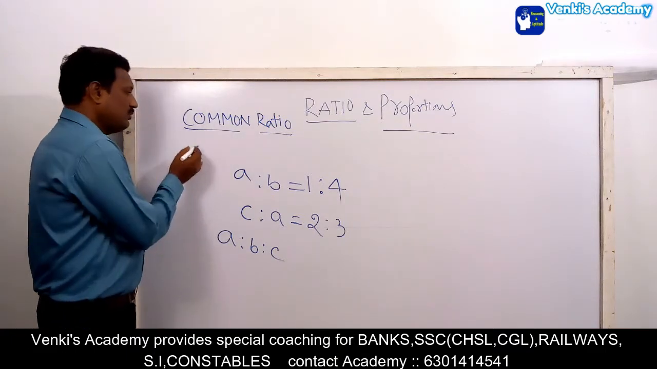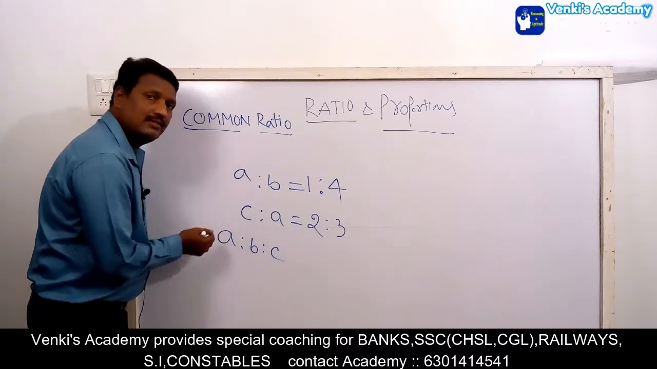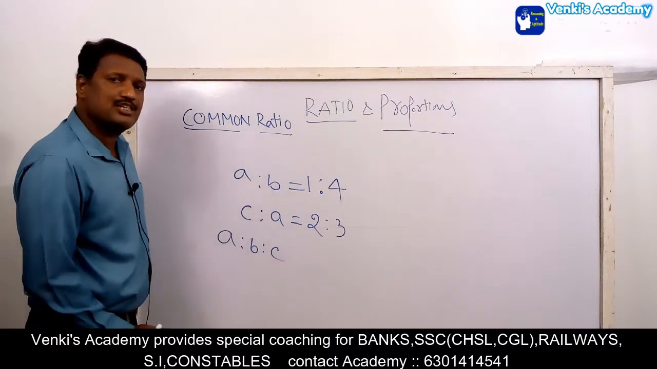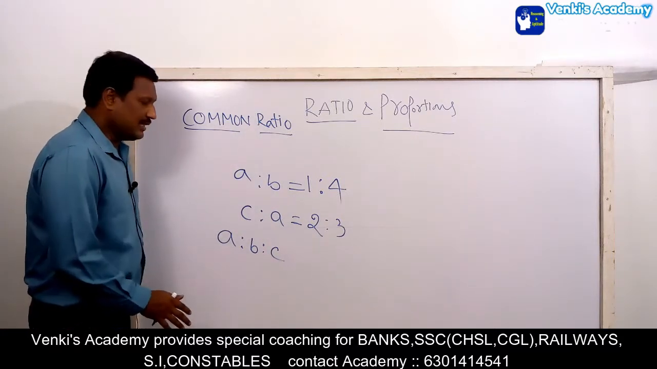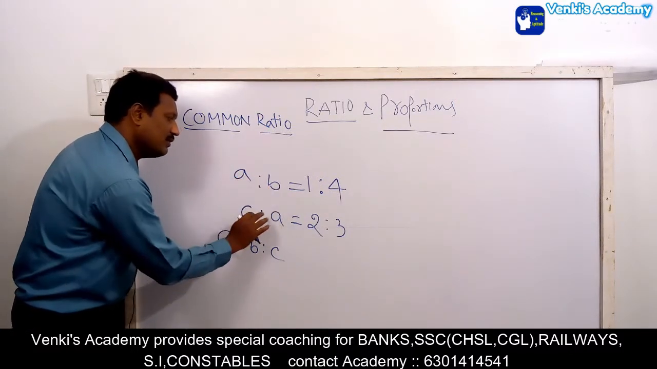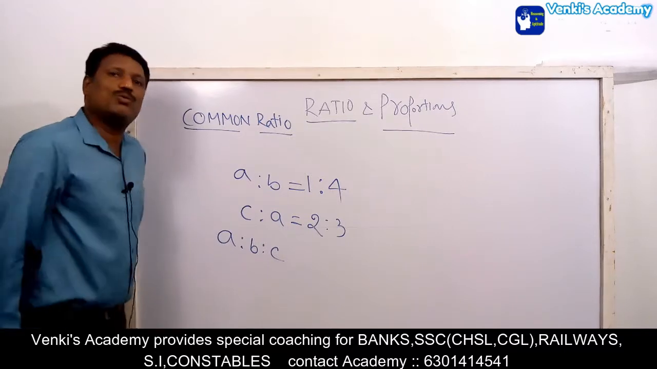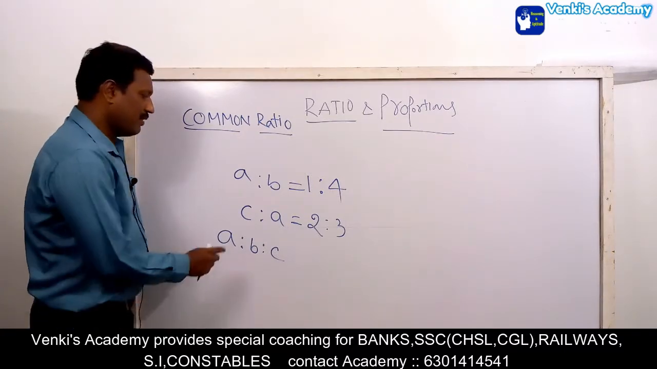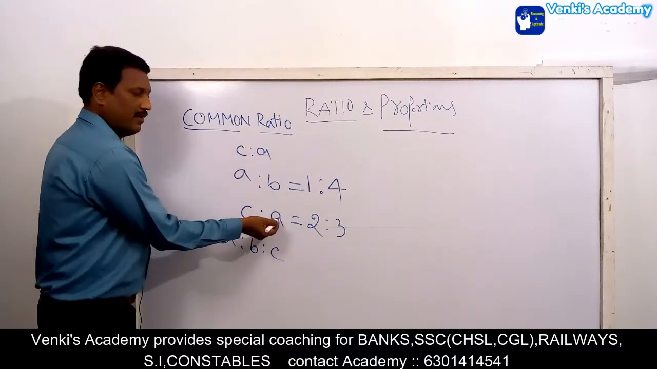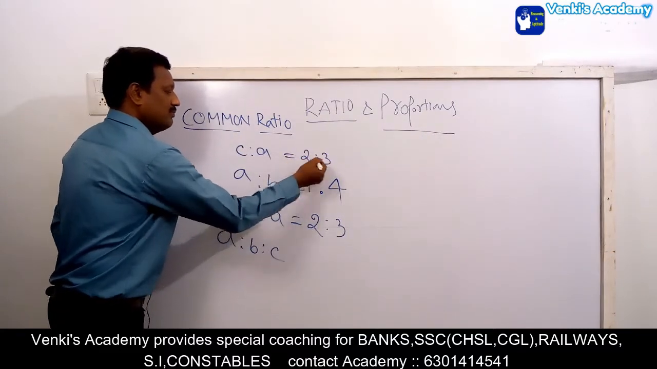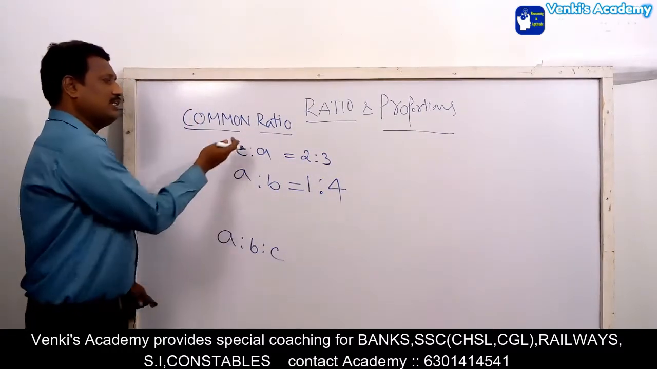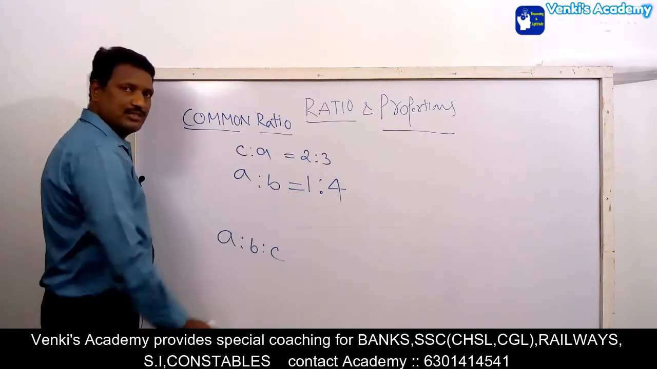Already told you, the variable which is repeated should be in cross. Here, A is the variable repeated in both ratios. Some people will say A is to B becomes B is to A, C is to A becomes A is to C. Don't do it like this. It may take a long time. Simply put C is to A on the top side. C is to A, what is the ratio? 2 is to 3. Simply we can get the answer. Now see, C is to A equal to 2 is to 3, A is to B equal to 1 is to 4.